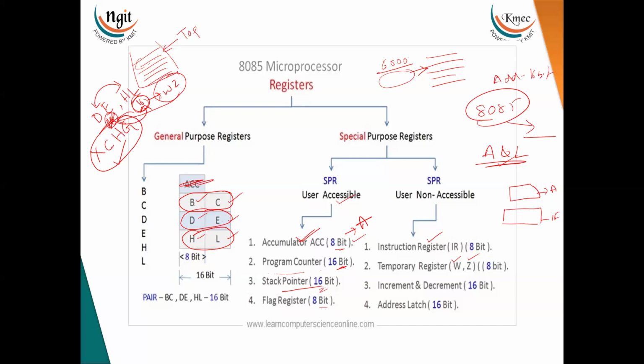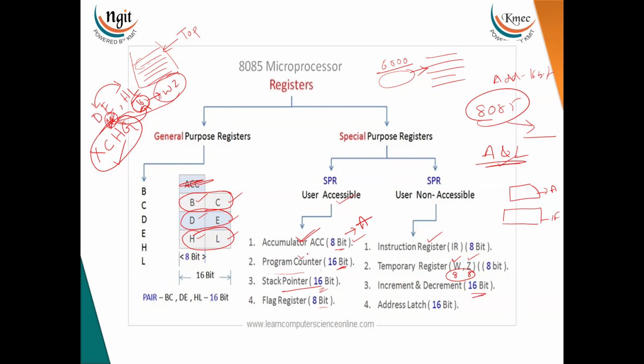To execute such instructions, the microprocessor needs a few registers internally. Those are W and Z. These are the temporary registers. W is an 8-bit register, Z is an 8-bit register. Both combined together form a 16-bit register. Now the increment and decrement register, it is a 16-bit register.